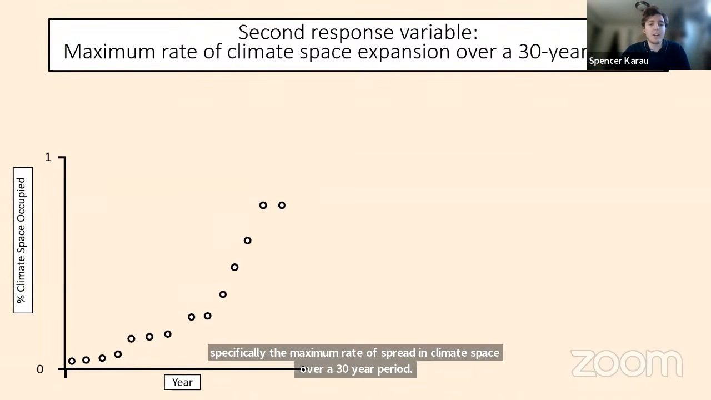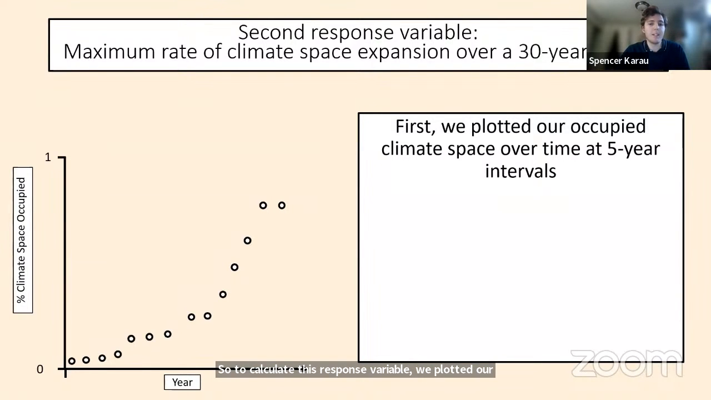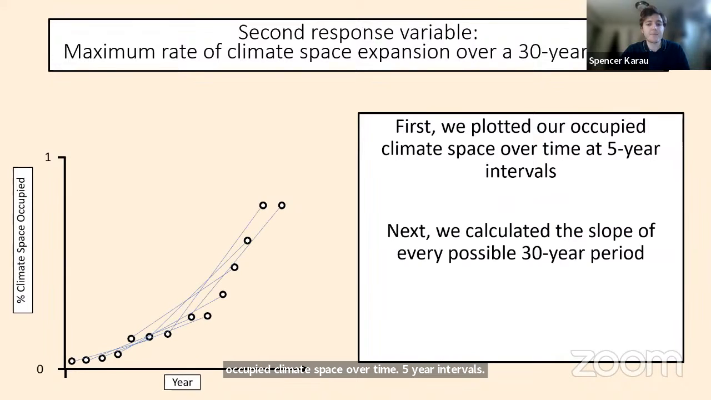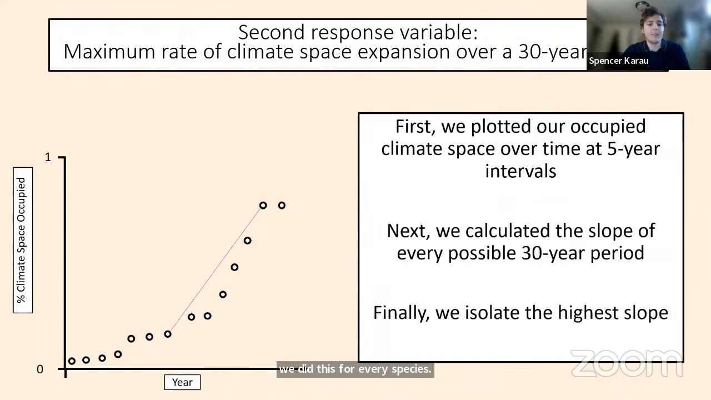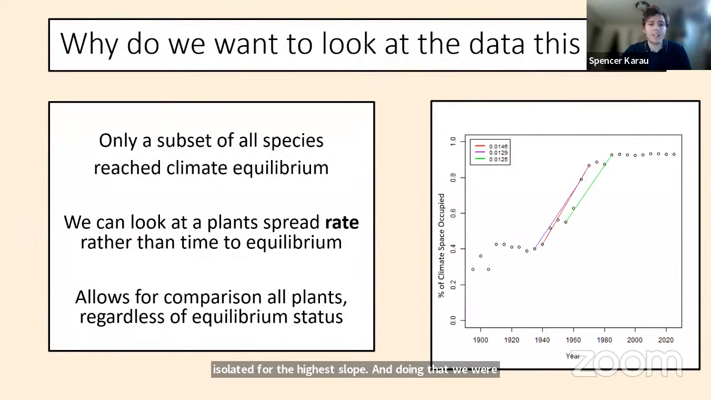So to calculate this response variable, we plotted our occupied climate space over time at 5-year intervals, and we did this for every species. We calculated every possible 30-year slope, and we isolated the highest slope. Doing that, we were able to get a value for every species. We wanted to look at the data in terms of rates because only 105 of our species were able to reach climate equilibrium. So by looking at rates, we were able to leverage all 247 species into our analysis.